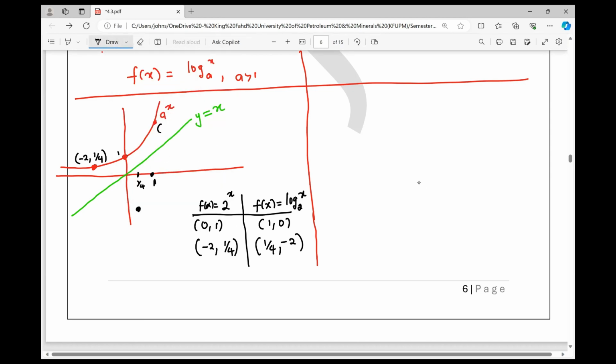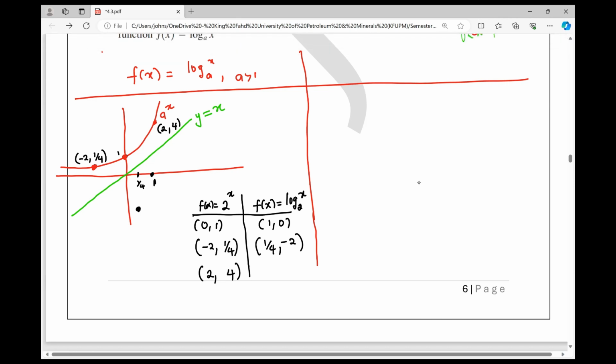So let's say x is 2 here. Remember here, x is 2. If x is 2, you're going to have 2 to the power 2, which is 4. So this point is the point (2, 4). Now, if you interchange it, it will become (4, 2). So x is going to be 4, and y is going to be 2.